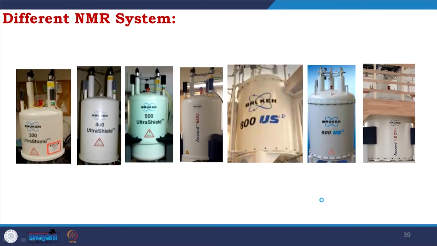This is a collection I have made to show you that there are different NMR systems depending on the magnetic power, which we have already talked about. All of them are Bruker systems, where you see 300, 400, 500, 600, 800, 900, and 1.2 gigahertz, which is the most powerful one present up to now. There are in-between ones, but this is how a system looks like.